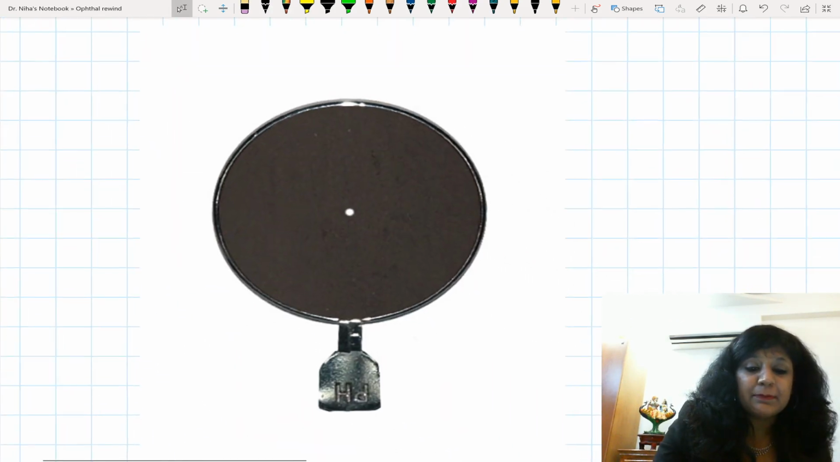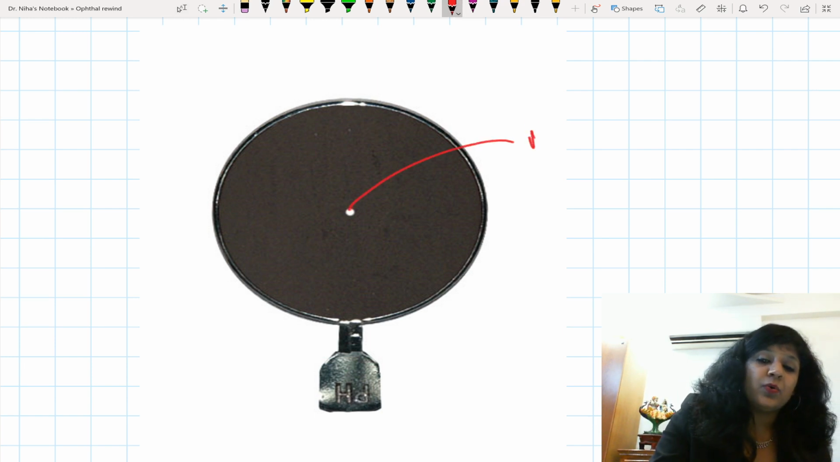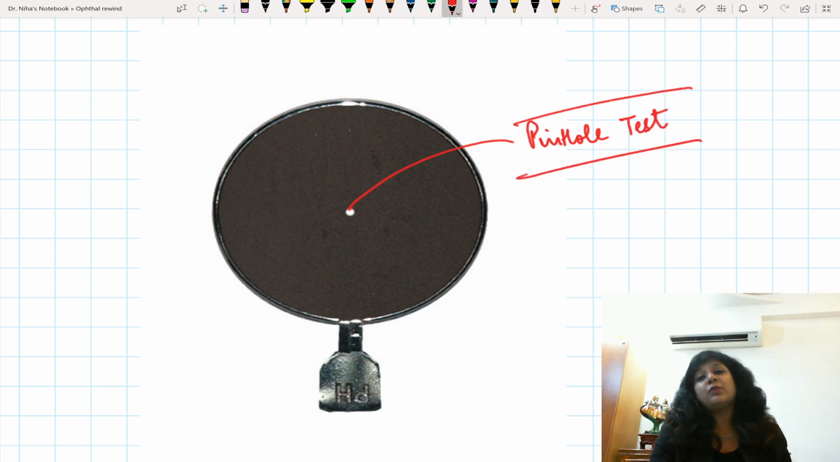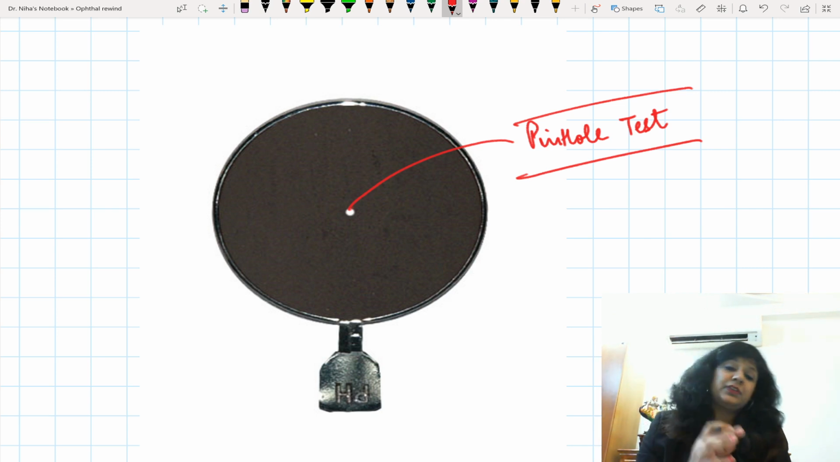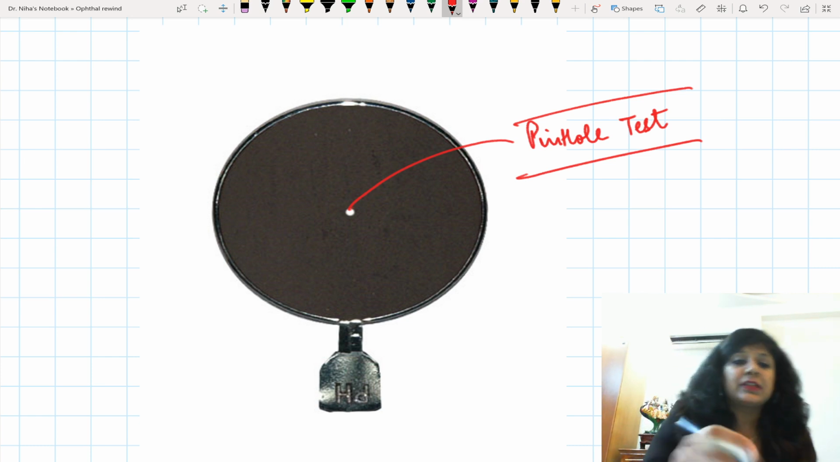Now this is a very simple instrument, looks very simple, and this is just a pinhole, right? So pinhole test. So basically what is the funda of using this pinhole test? In order to see whether the decreased vision is due to the refractive error or not. That is the basic principle why we are using the pinhole.